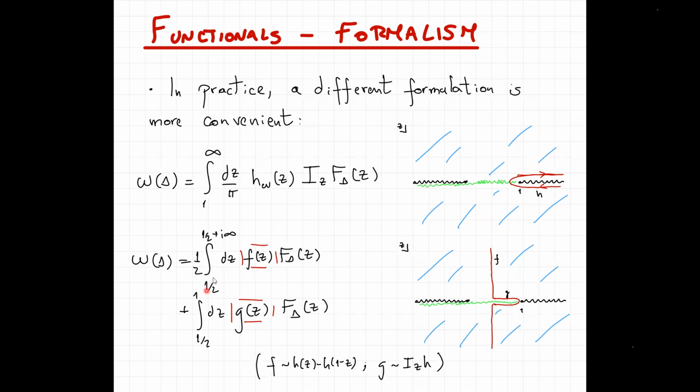So the integral goes from a half to a half plus I infinity. And then there's a different piece, which knows about the discontinuity of H across this green cut. And so this piece will depend on a function which I call F, and this piece depends on a function I call g. Roughly speaking, F is the antisymmetric part of H, and g is the discontinuity of H. So this is an equivalent formulation that I can obtain by contour deformation, assuming that I can deform the contour.